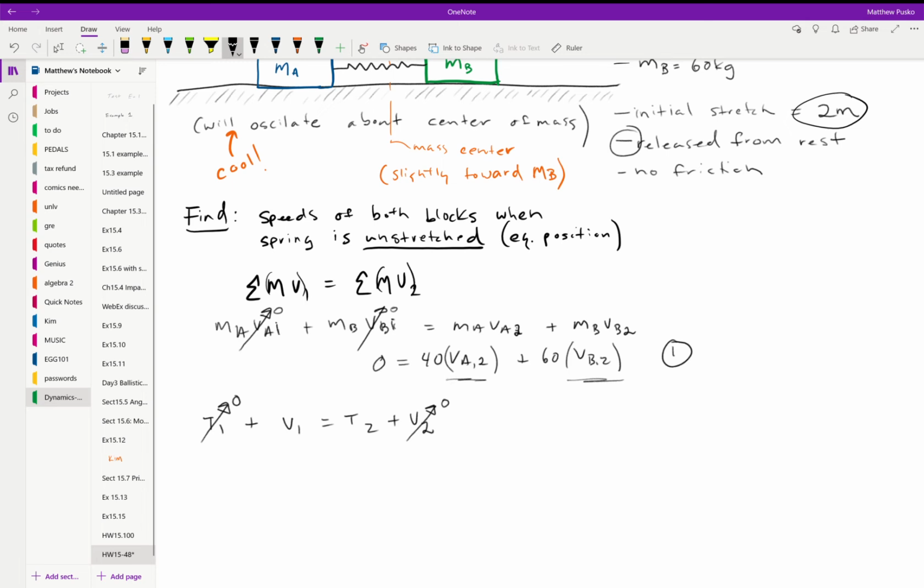So I just get a 1/2 kx squared, and that's all going to turn into a 1/2 m v_A at 2 squared plus a 1/2 m v_B at 2 squared.